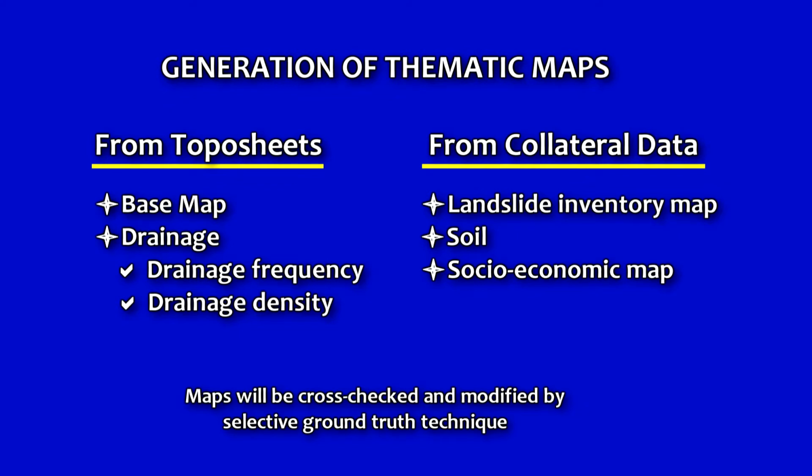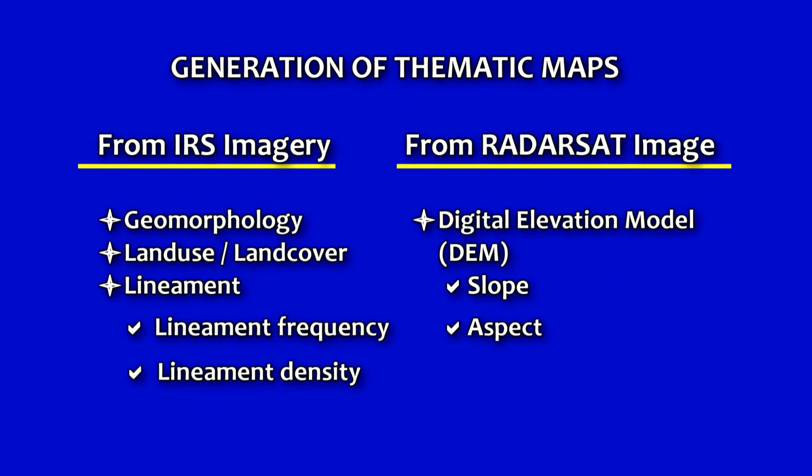For the landslide hazard zonation maps, we need different thematic maps. These thematic maps are prepared from the topo sheet as well as from collateral data. From the topo sheet we can prepare the base map and the drainage map, and from the collateral data we prepare the landslide inventory map, soil map and socio-economic map. These maps must be checked with the selected ground truth techniques. There are other thematic maps which are prepared from satellite imageries, like geomorphology, land use and land cover and lineaments. Likewise, from radar set data image we prepare the digital elevation model that derives the slope and aspects.